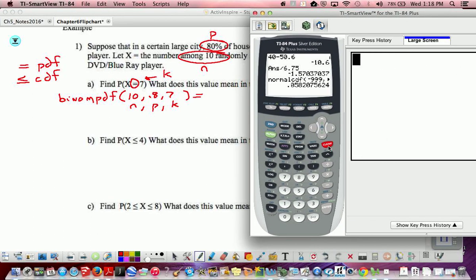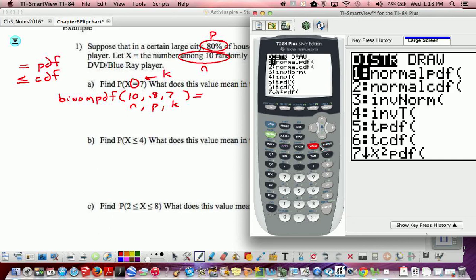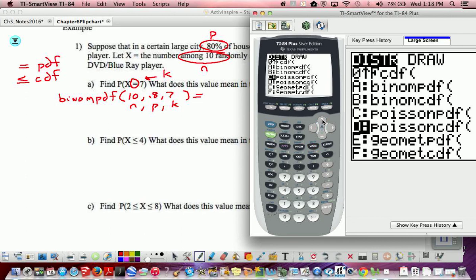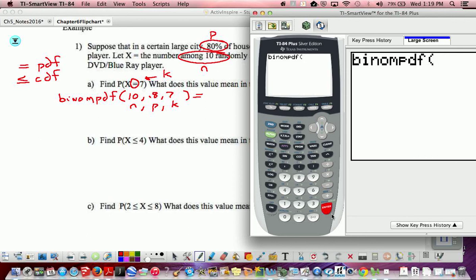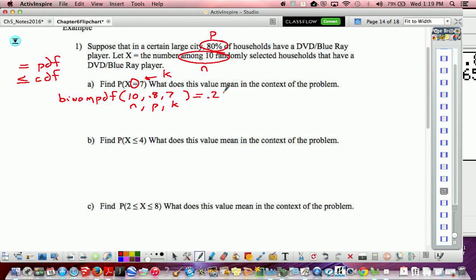Now on our calculator, we can simply enter it in, second VARS, just like we were doing normal PDF and CDF, but we scroll to the next screen and go to binomial PDF. Type them in, 10, comma, 0.8, comma, 7, hit enter, and we have our probability here, 0.2013. Great, we got our answer.